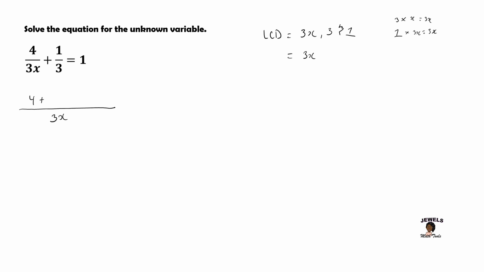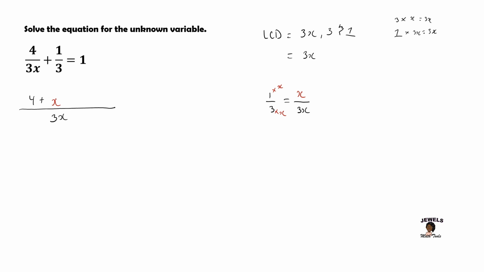Now let's look at our second fraction, which is 1/3. We're changing our 3 into a denominator where it is 3x, and just like we did earlier, I'm going to multiply 3 times x, and then my x will also be multiplied to 1. So 1 times x will be x.